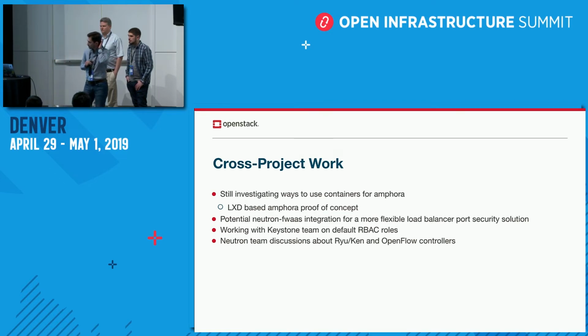Cross-project work, we do some, of course. We are still investigating ways to containerize our Amphora. Michael actually did the LXD-based Amphora proof of concept, so the code is there, but it's not going to merge, I guess. We had to switch off all the security features there, so it's really a proof of concept. Then there is also some potential Neutron firewall as a service integration for more flexible load balancer port security isolation. We're working with the Keystone team to use the default RBAC roles, and also have some discussions with the Neutron team to leverage Rio CAN for active-active, for example.